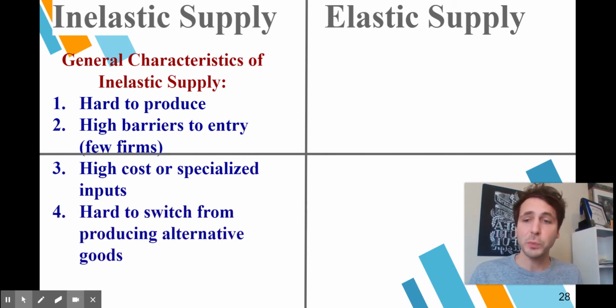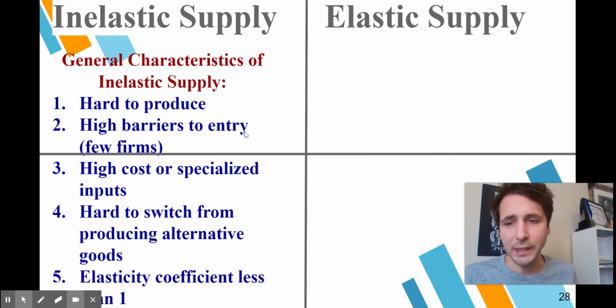And then it's just hard to switch from producing an alternative good, right? This goes with these same other three characteristics. Whenever we're talking about an increase in the quantity supplied, it means a lot of firms were producing A and they're transferring over to producing B. It's very difficult to transfer from A to B. It's going to be relatively inelastic.